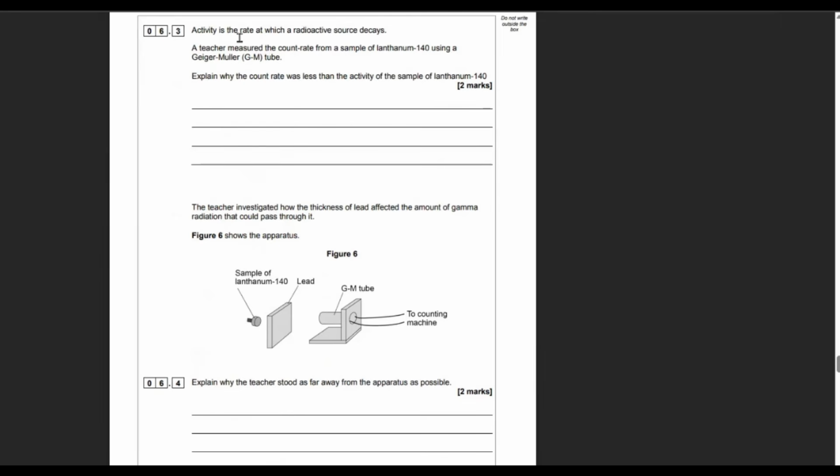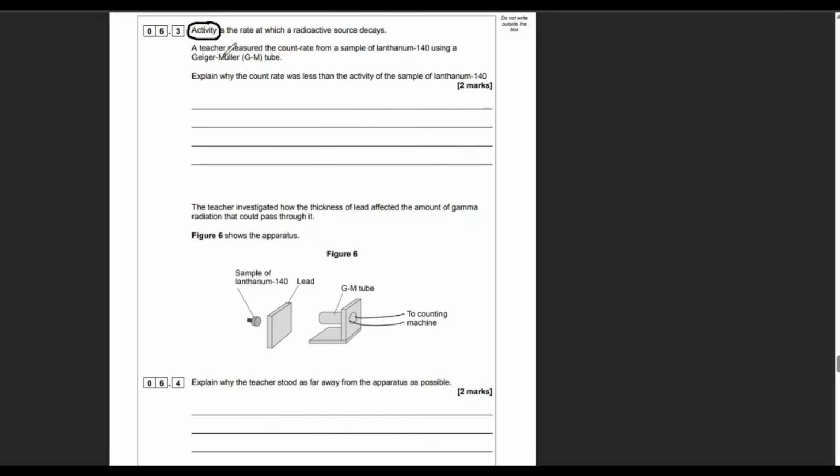6.3 Activity is the rate at which the radioactive source decays. A teacher measured the count rate from a sample of lanthanum 140 using a Geiger-Müller tube. Explain why the count rate was less than the activity of the sample of lanthanum 140. What this is testing you on, I'd make a revision card if you don't know it before your exam. Get it done now so you're ready for your GCSE.